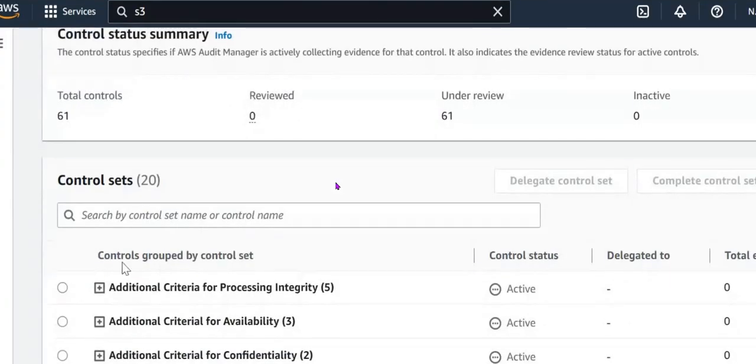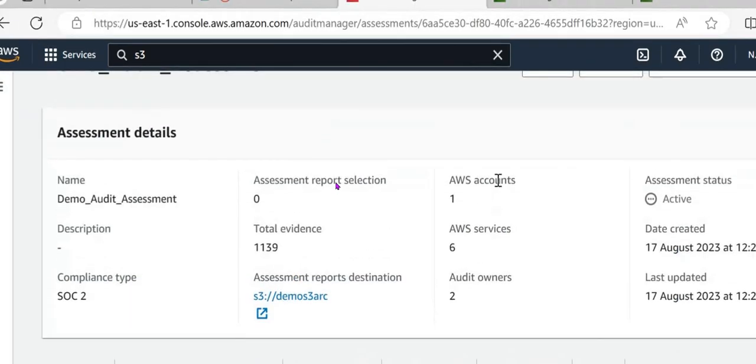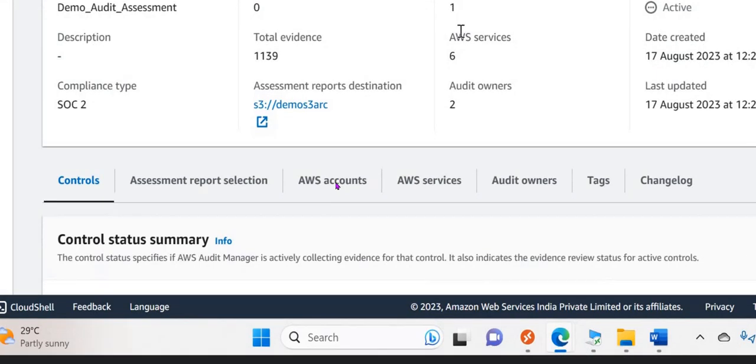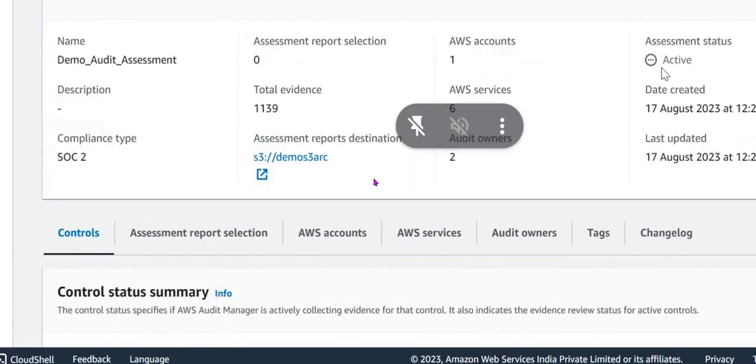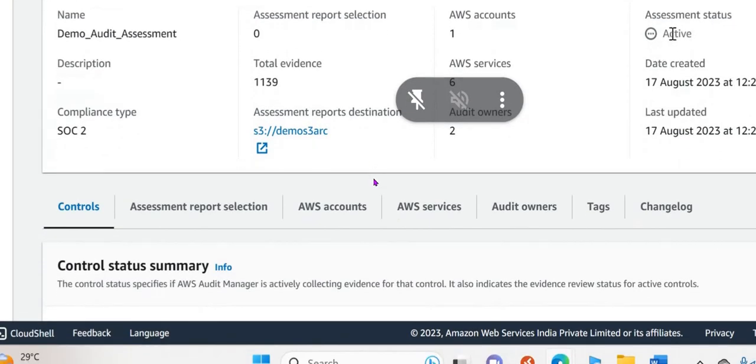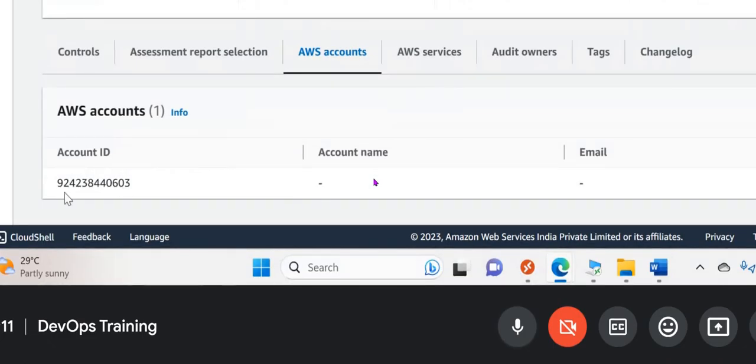Click on that accounts tab. Go up. No, AWS accounts only. No, this is not able to click, it's just a number. No. Below you have tabs: controls, assessment report. Okay, okay. Here there is only one account.